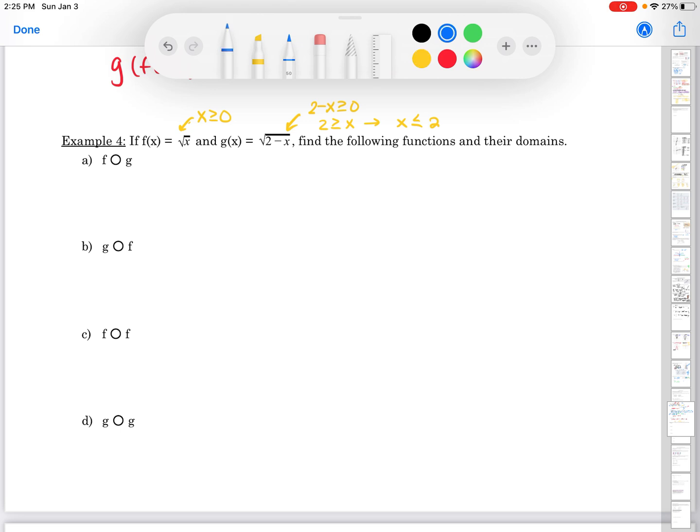So let's work these out first and then find the domain. So we want f of g of x. F of g of x. So first we're going to replace g of x with the function. So that's f of the square root of 2 minus x. Okay. Then we are going to replace x in the f of x function with what is there. So that normally would be the square root of x. So this is the square root of 2 minus x.